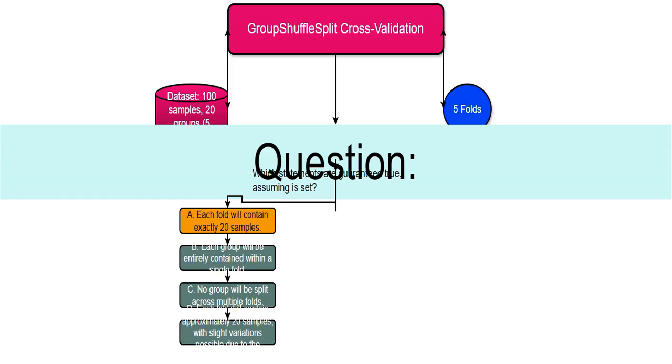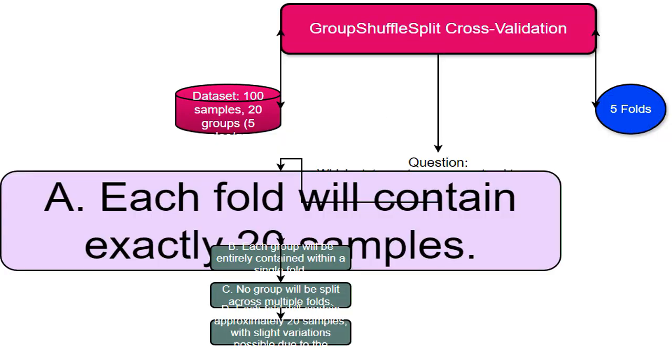Considering that I am using the GroupShuffleSplit method and have set a random state for consistent results. This is a core feature of the GroupShuffleSplit technique. Each of my 20 groups stays completely within one fold. No group members will be separated.